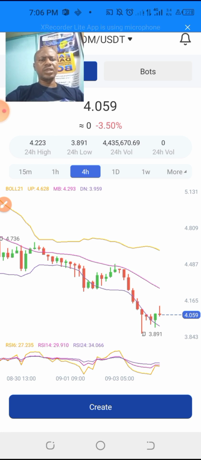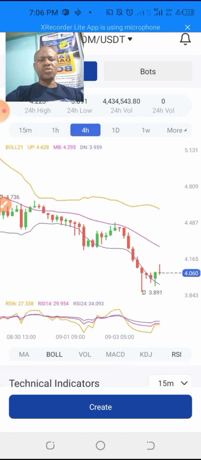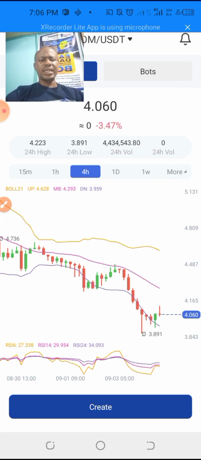Number one, the coin is negative on the monthly chart. The coin is an old coin. Then it's on a downward trend on the daily and the 4-hour chart. Then the RSI is lower than 35. Then the candles are touching the lowest line on the Bollinger Band. So about 4 conditions have been met.